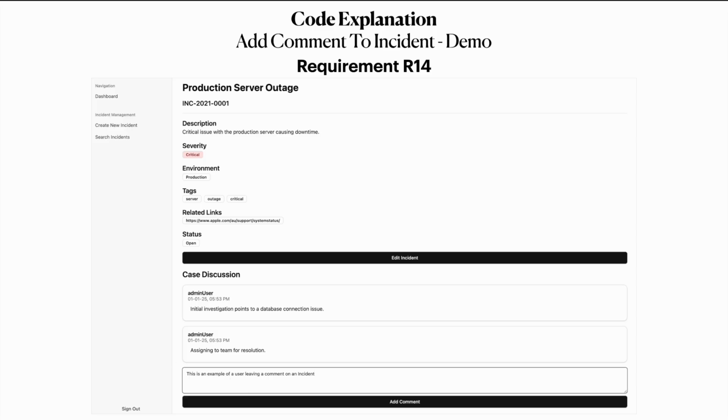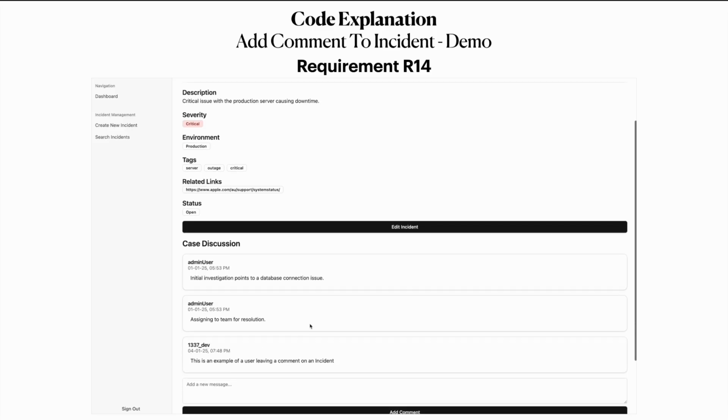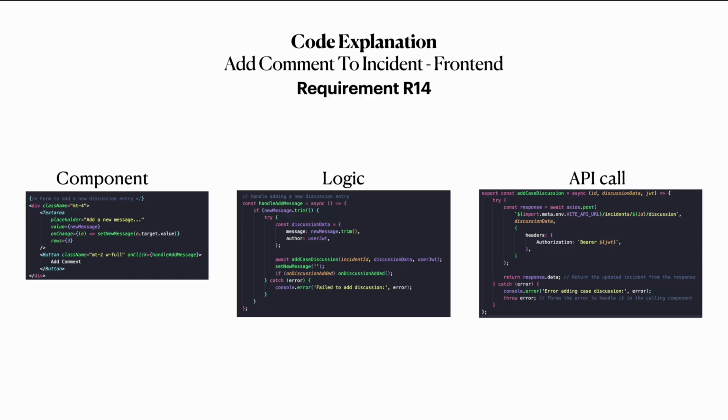Great, so this demonstration shows what adding a comment looks like for the end user. We'll run through this from the front end to the back end. Starting off at the front end, this React component allows the user to add a new discussion entry for a specific incident. The form layout itself is a text area, which is used for the user input, the placeholder, and an onChange event to update the new message state dynamically. The button then triggers the handle add message function to submit that new discussion entry.